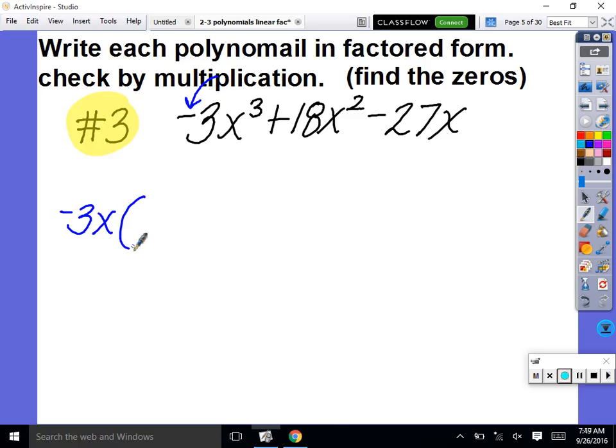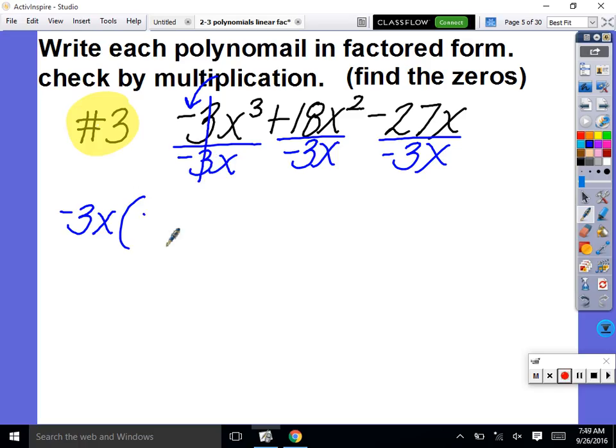Does everybody understand why it's negative? Only if there's a negative in front. Now you've got to be careful and divide each term by negative 3x. You've got to pay attention to little details in secondary 3 just because there's so much to each problem. You mess up in one teeny place, your whole problem's wrong. So negative 3 divided by negative 3 is 1. X cubed over x is x squared, correct?